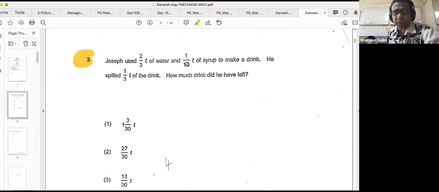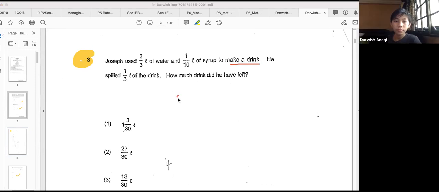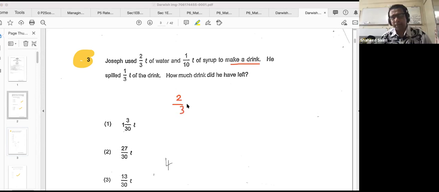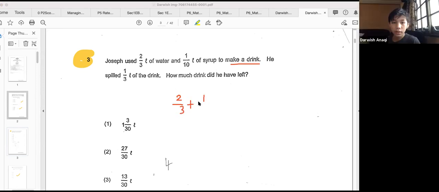He used 2/3 liters of water and 1/10 liters to make a drink. He spilled 1/3. So how much has he left? Very simple lah. So you know how to do. Okay, you tell me the steps now. He made the drink. So how much drink is there? 2/3 plus 1/10.